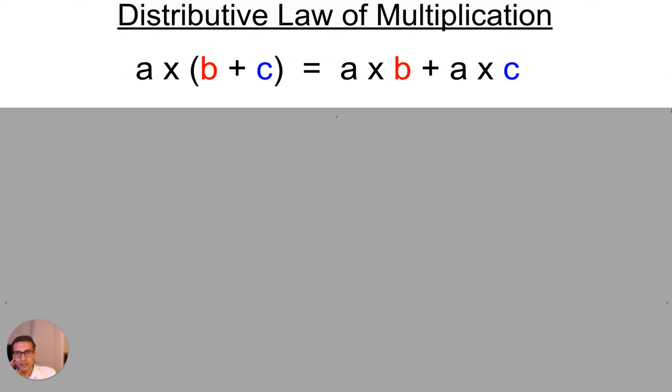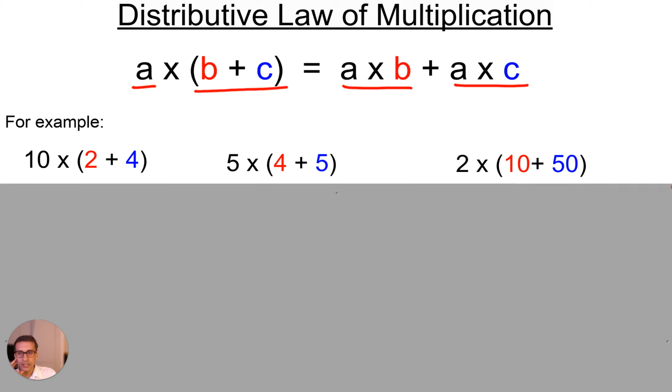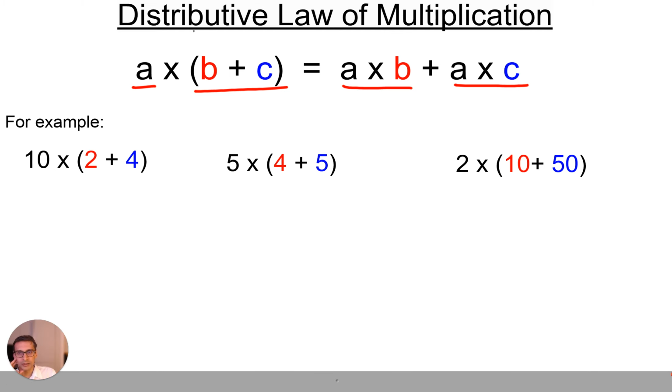Here's an example of the generalization. A multiplied by B plus C. So A lots of this bracket is the same as A times everything inside the bracket individually. A times B plus A times C. So jot that down. And then we're going to do 3 examples here just of using the distributive law. We are distributing this amongst each thing inside the bracket. So A times B, A times C.